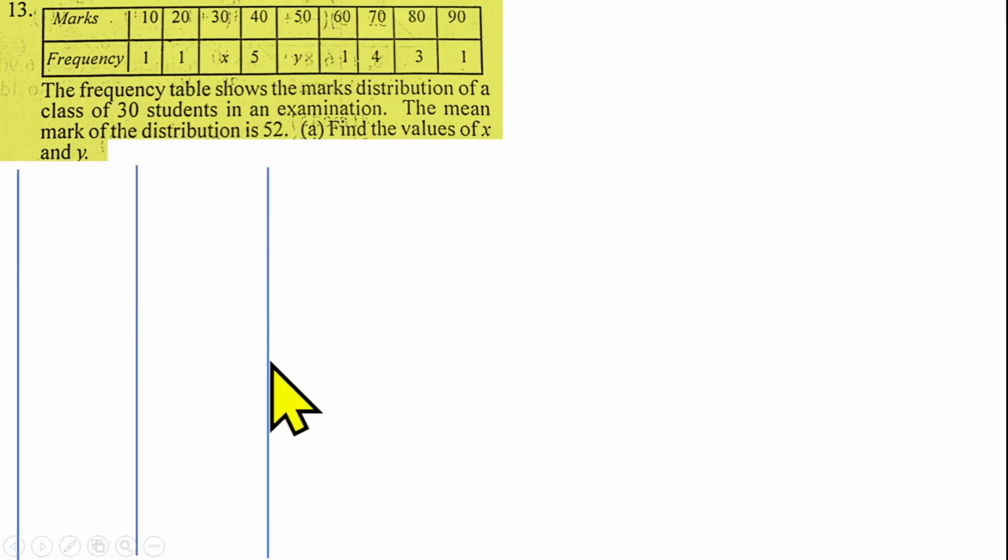Then also reconstruct the table like this. Then you have the mark, which represents our x, and our frequency is here.